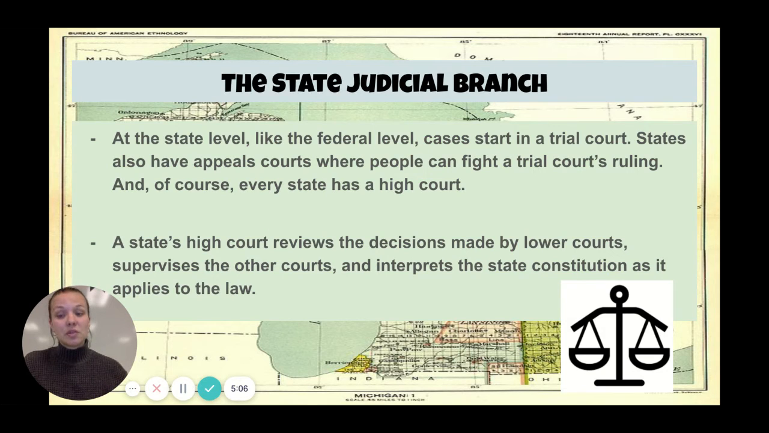So the judicial branch is responsible for holding citizens responsible for following the laws and for making sure that our laws represent our state's constitution.